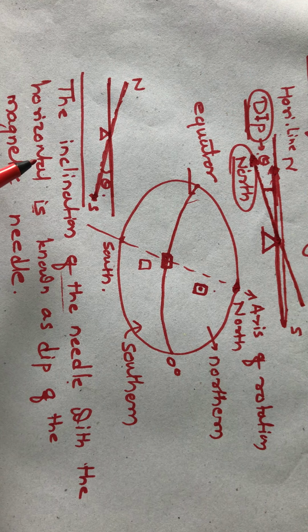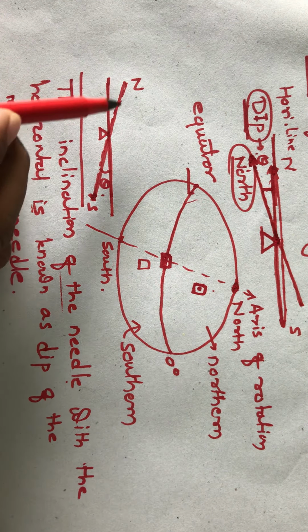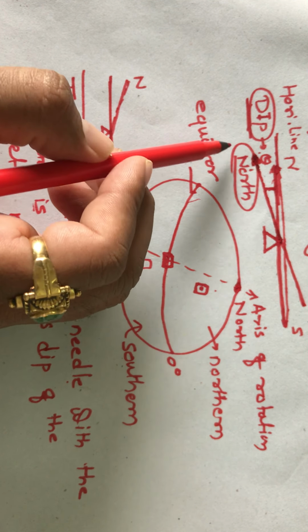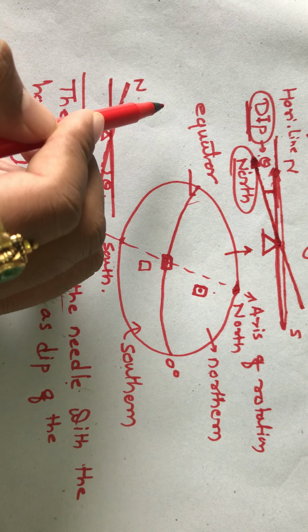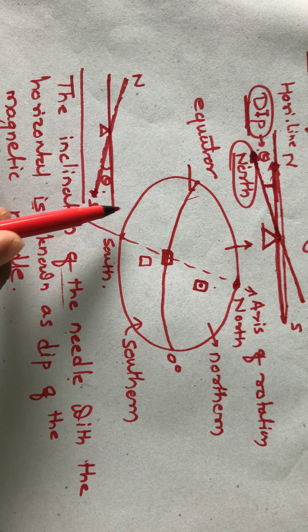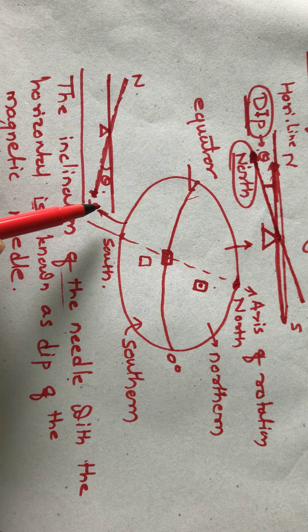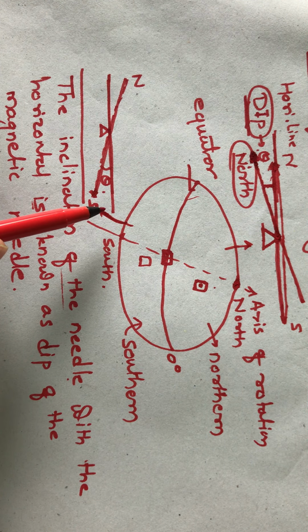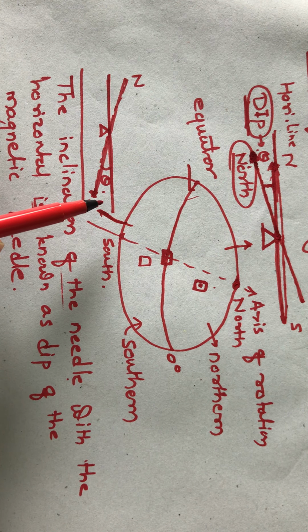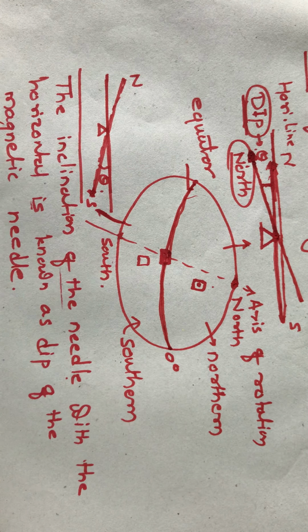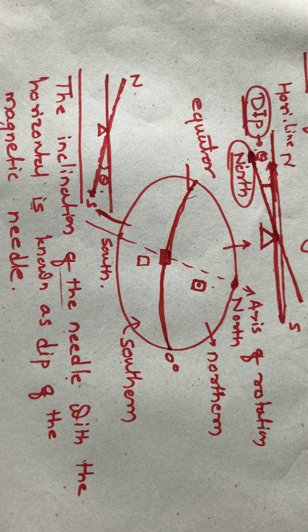That means it is found that the north end of the needle is deflected downwards in the northern hemisphere, and its south end is deflected downwards in the southern hemisphere, and the needle is horizontal at the equator. So the needle is exactly horizontal at the equator.